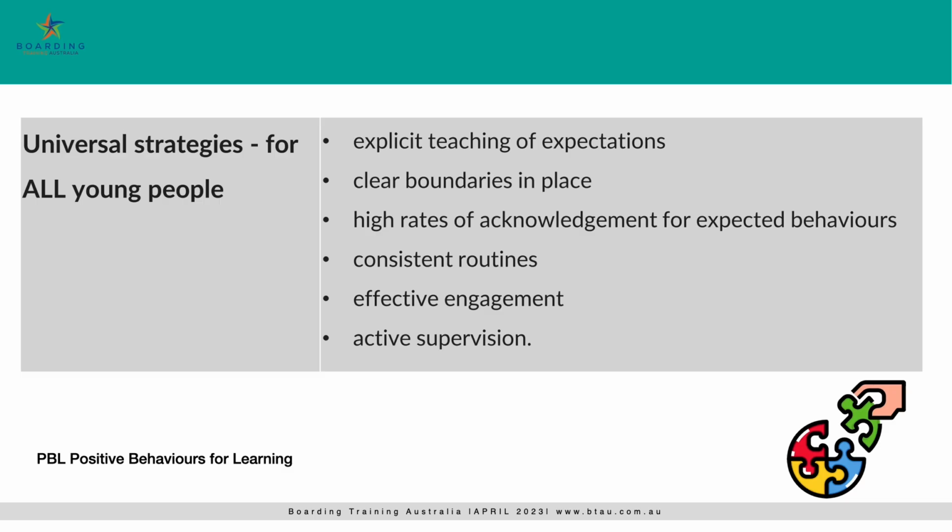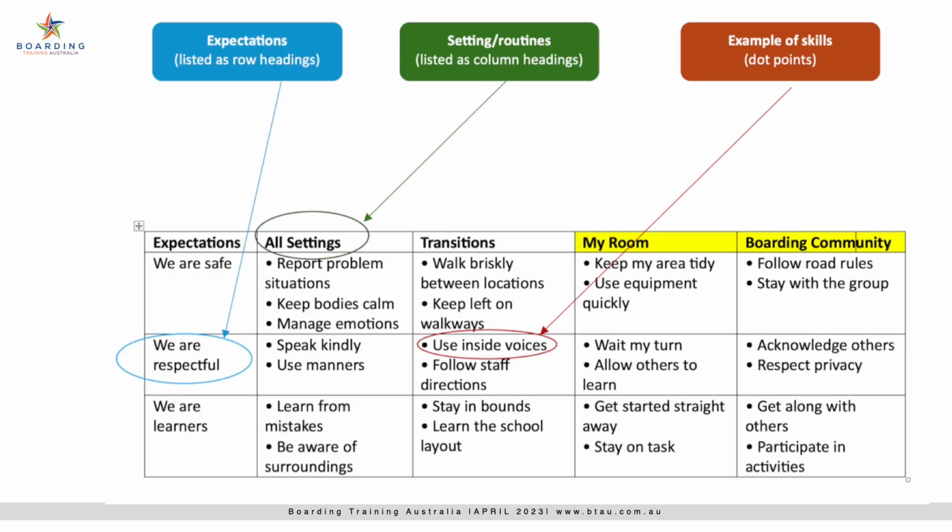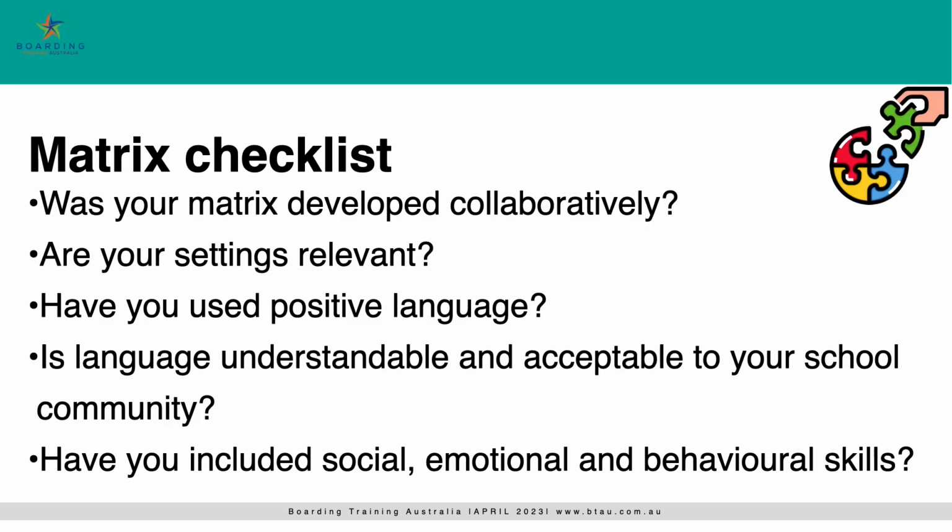Universal strategies for all young people include clear boundaries, high rates of acknowledgement and encouragement for expected or positive behaviours, consistent routines, effective engagement and active supervision. And here you can see how we can set up these tables with the students. Here's another one for boarding. And when we're doing these, we need to checklist these things.